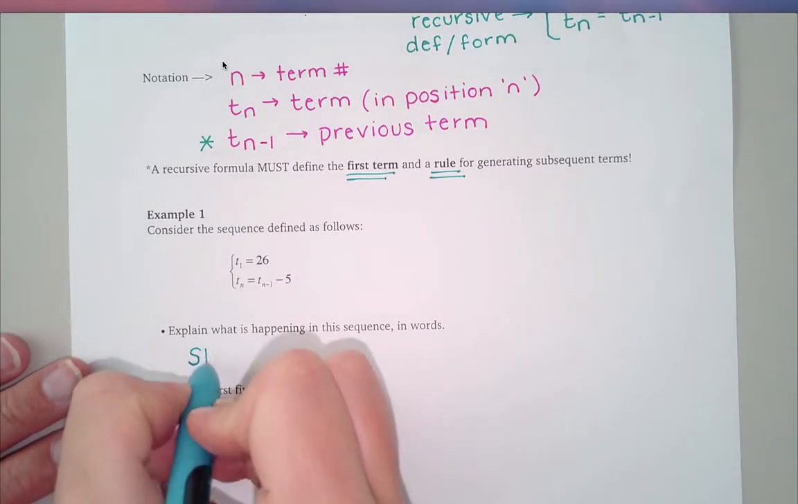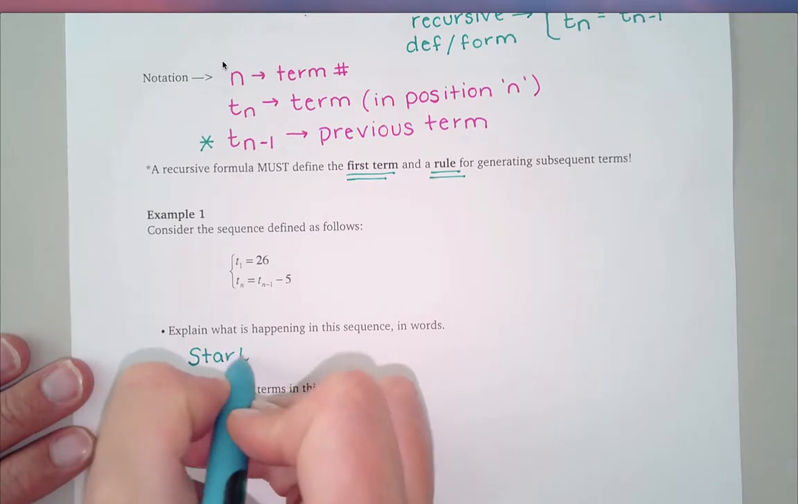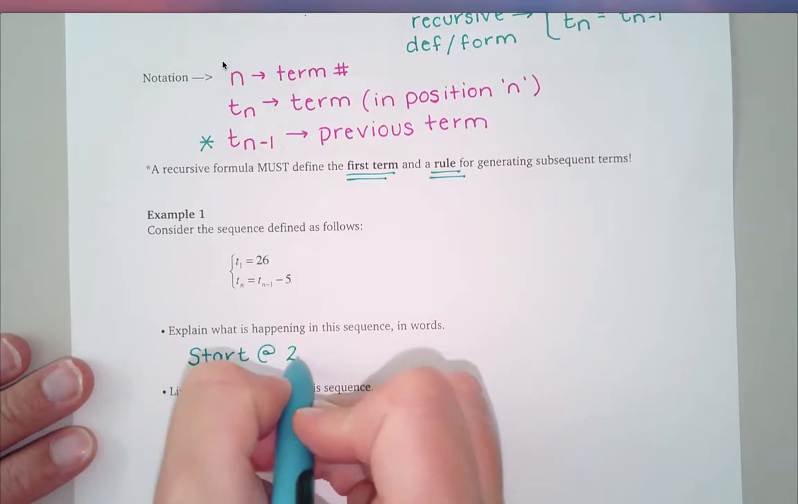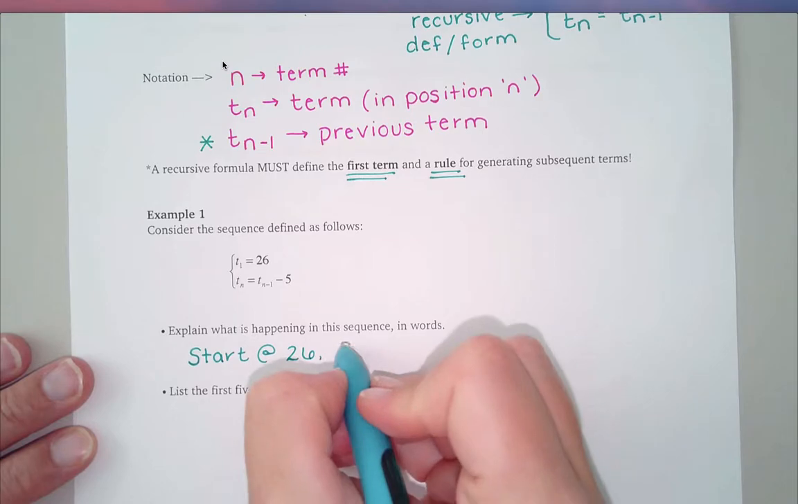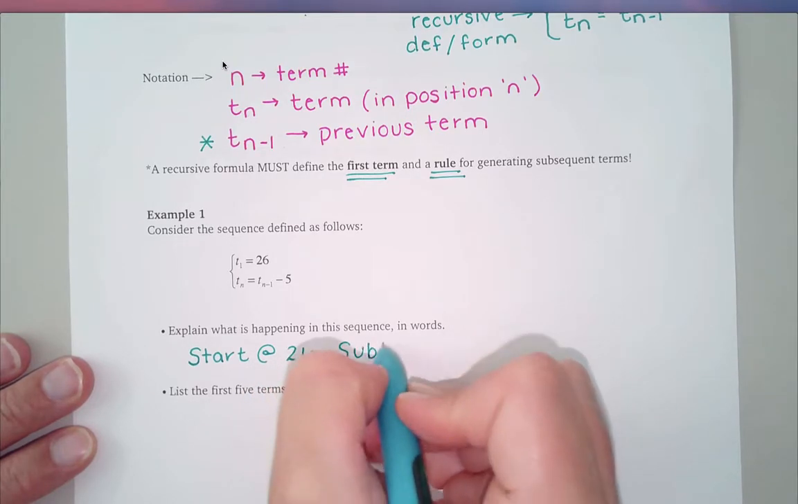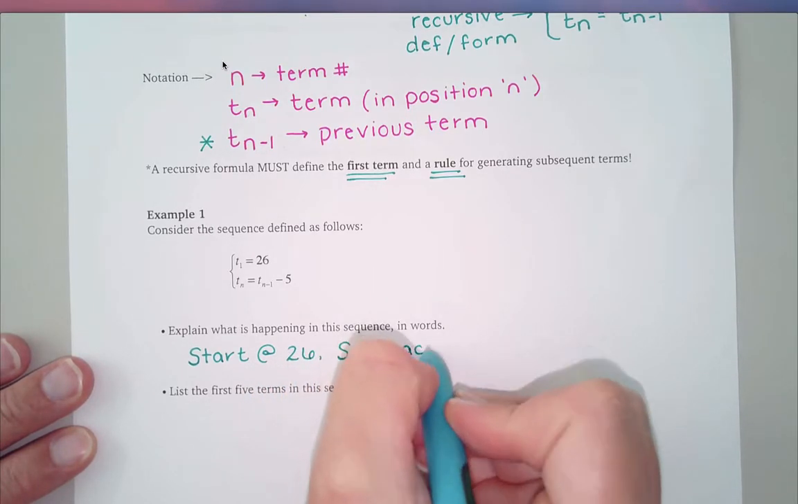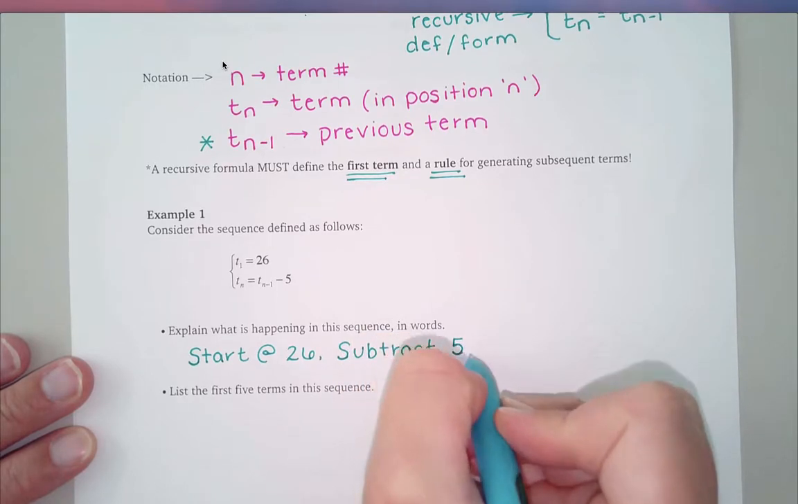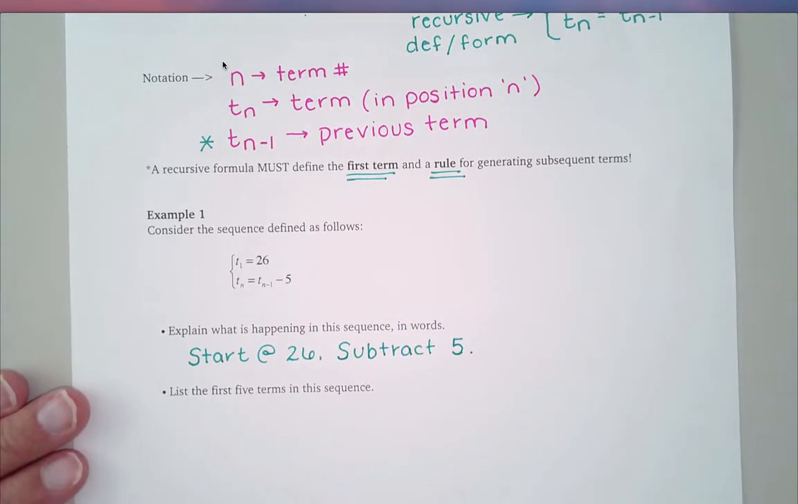Start at 26, subtract 5 over and over and over again. That's how this sequence is generated. All right? This is what I'm looking for as far as a verbal description.